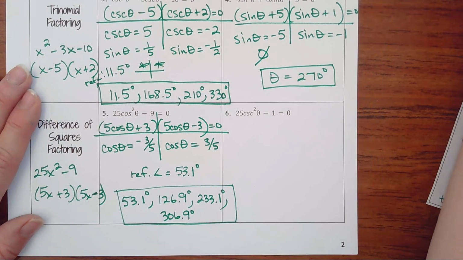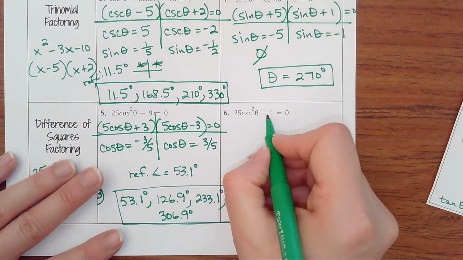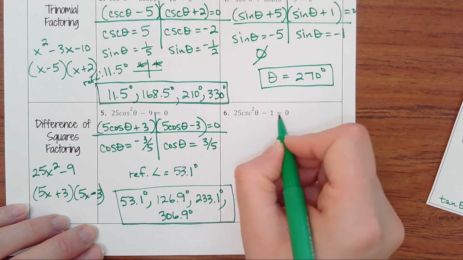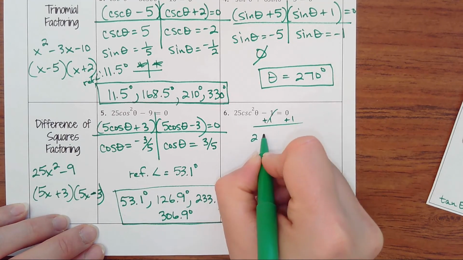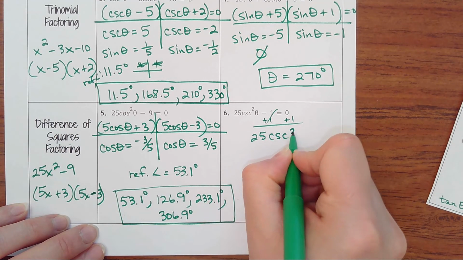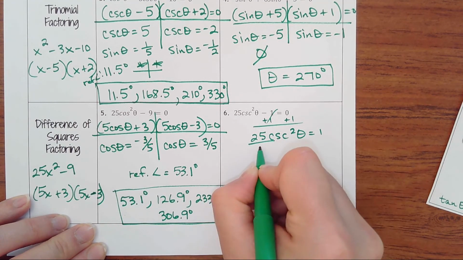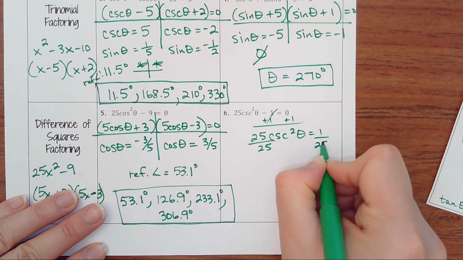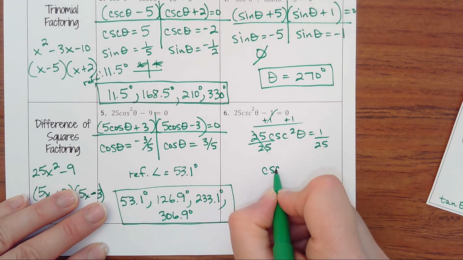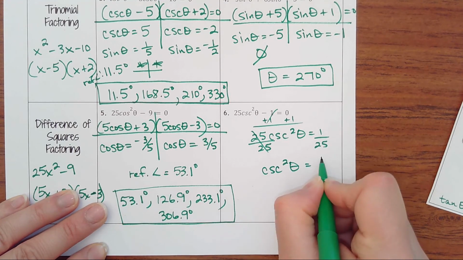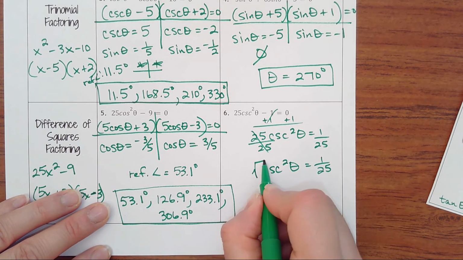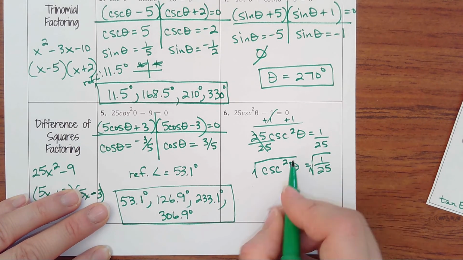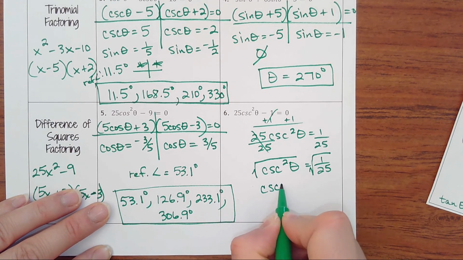Okay, I want to show you something else you could do. Is just solve this by difference of squares. I could isolate the cosecant squared by adding 1. Dividing by 25. Don't make it a decimal or anything, just keep it 1/25. To make cosecant not be squared, I want to square root both sides. That will leave me just cosecant of theta.